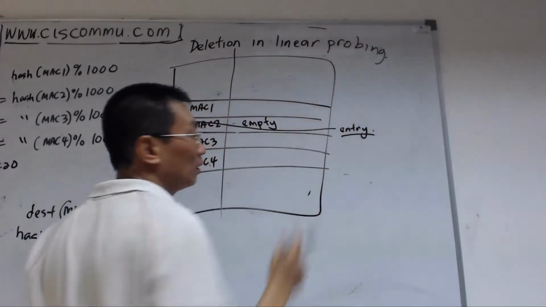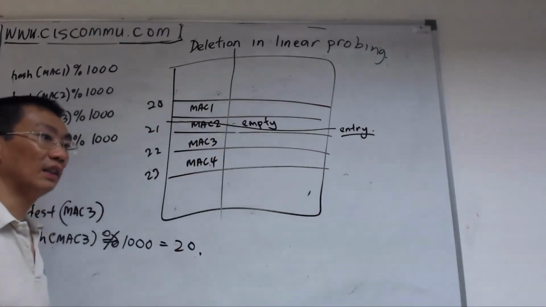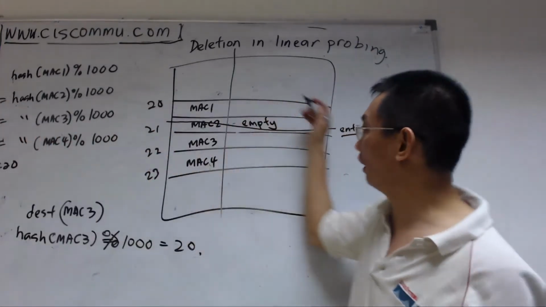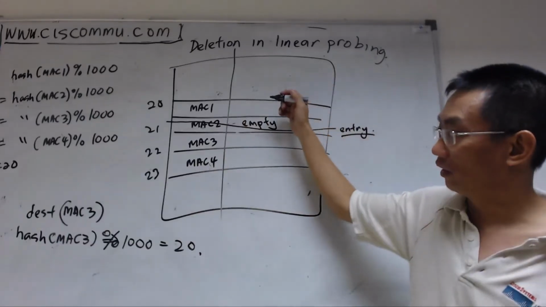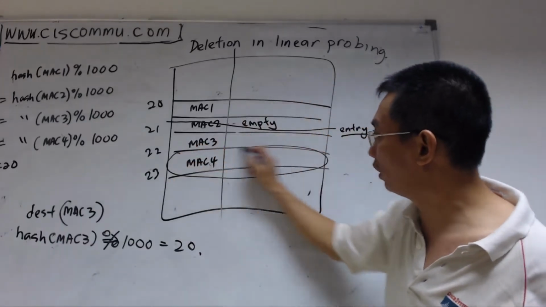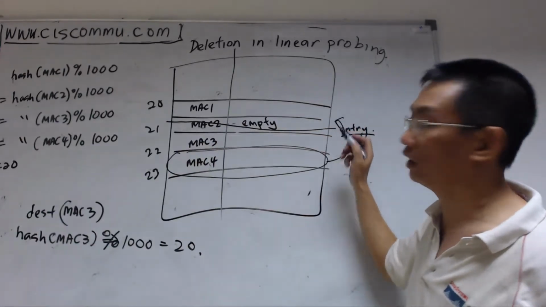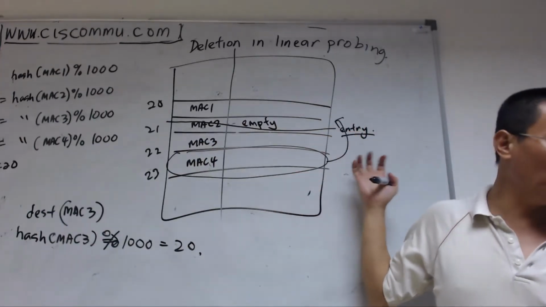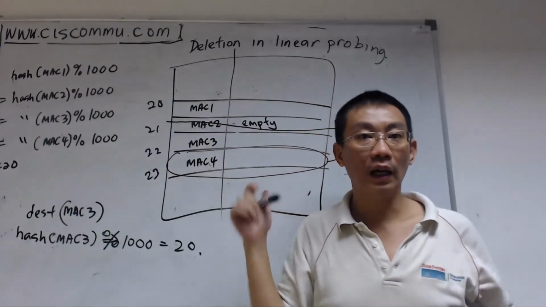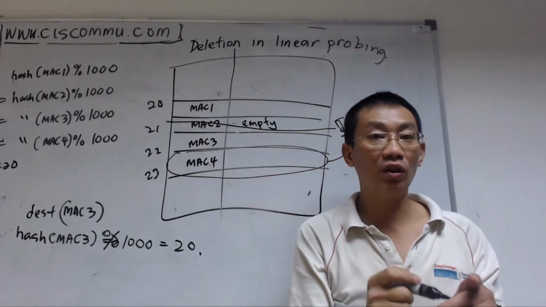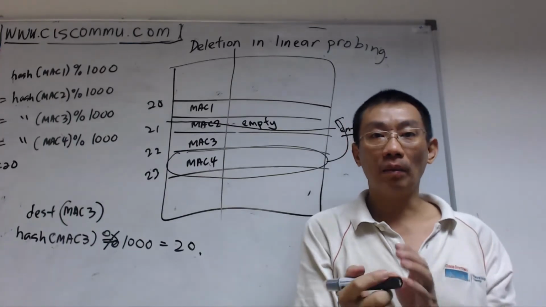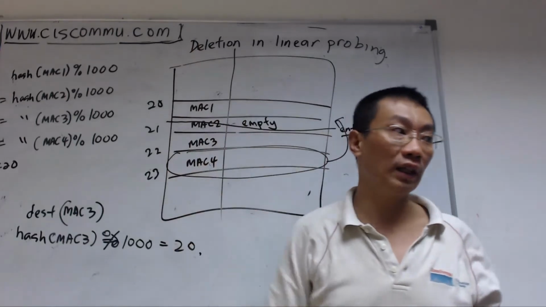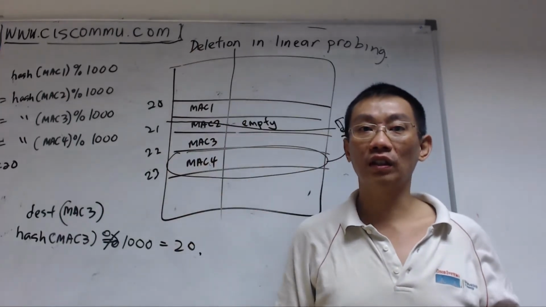Okay, so this problem has been solved. The details are implementation specific. You can add some other bits here, or you can move the last entry to the empty entry and so on. Alright, so this is implementation specific. I don't think you'll be keen to know about this, but I just want to highlight to you these are some of the issues with linear probing in bridges and switches.